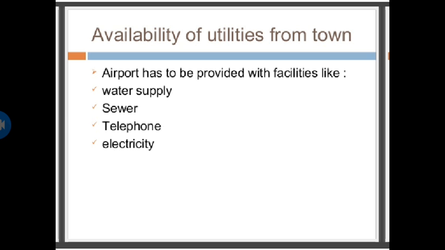Next one, availability of utilities from town. The nearby town should have the facility to supply the airport: water supply, sewer drainage, telephone connection and also electricity connection.